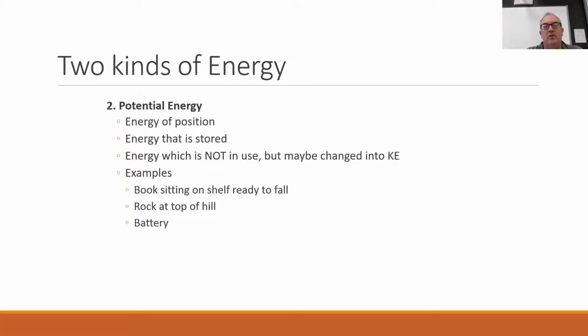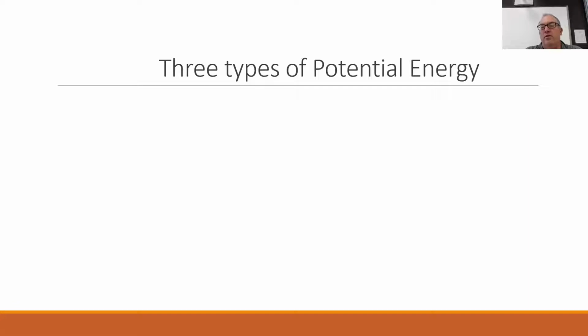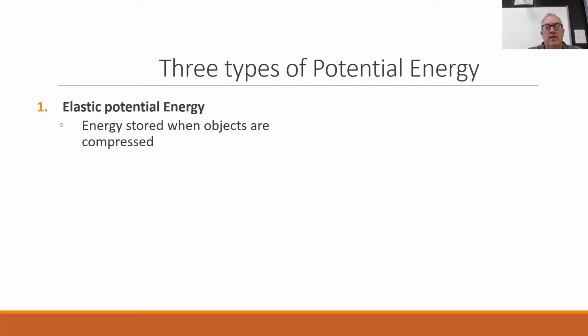So if we look at this a little bit closer, there are three types of potential energy. One is elastic. That is energy that is stored when objects are compressed or stretched out. So a spring, like the one in my pen, is stored energy. It makes the ink pop back out. Rubber bands are also a type of stored elastic energy.